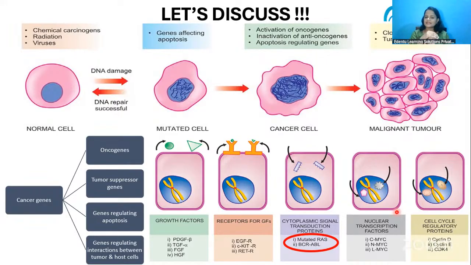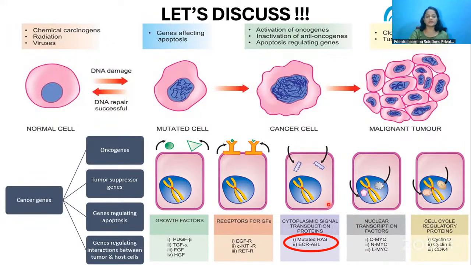So remember the three sets of genes that are involved in cancer formation. One is oncogenes. Activation of oncogenes can lead to tumor formation. Then the second one is tumor suppressor genes or anti-oncogenes. The inactivation of these tumor suppressor genes or anti-oncogenes can lead to tumor formation. And the last one is the genes regulating apoptosis. Any mutation happening in these genes regulating apoptosis can also lead to tumor formation.